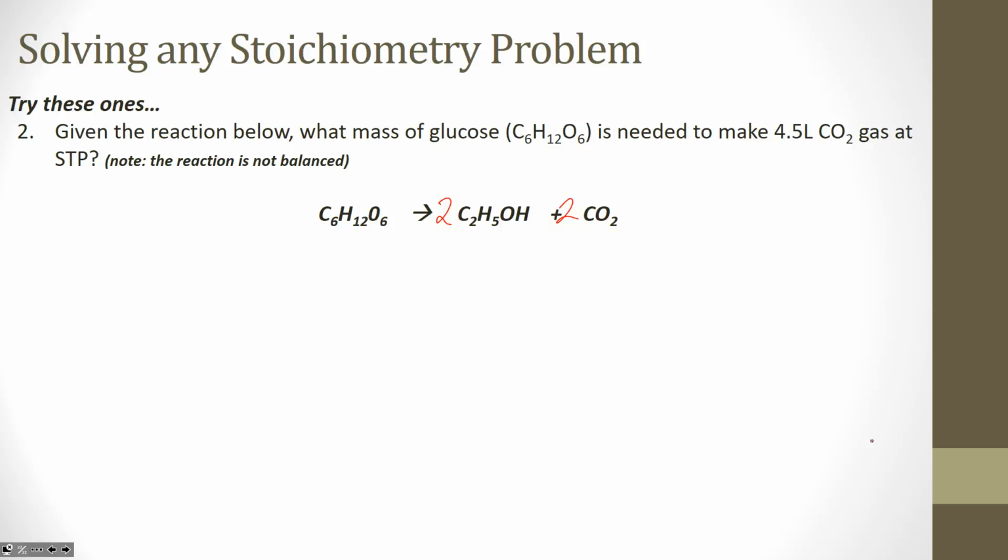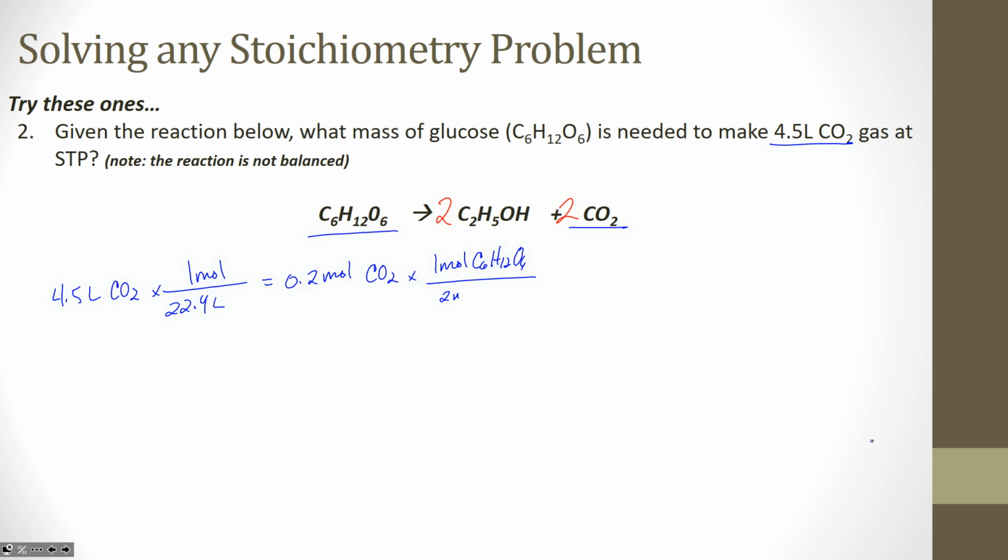So now we're going to start off with our 4.5 liters, and we're going to figure out how much of the glucose we actually have to use up to make that. So 4.5 liters of CO2. We're going to change this to moles. So 1 mole, 22.4 liters, 0.2008 moles or 0.2 moles of CO2. And now we have this, we want to find this. So 1 mole of C6H12O6 for every 2 moles of CO2. So this will be 0.1 moles of C6H12O6.